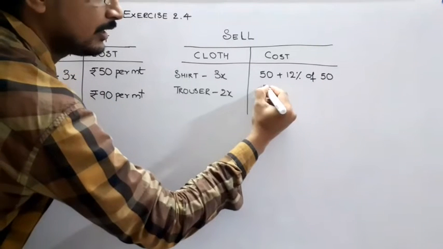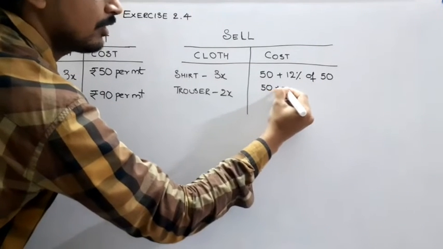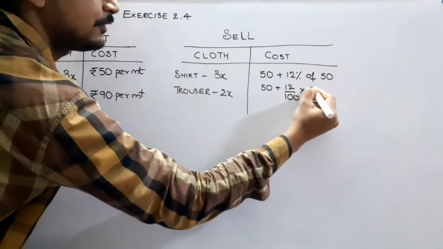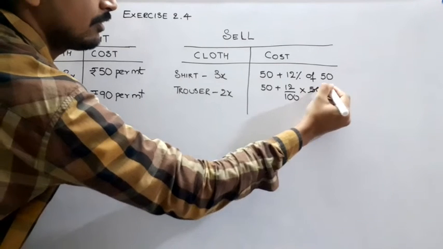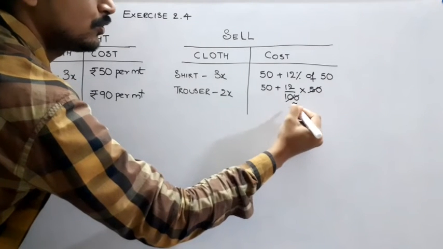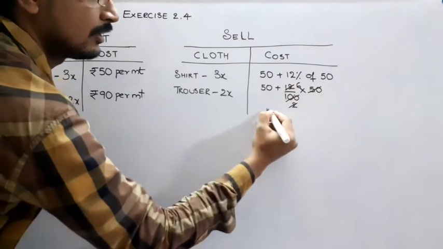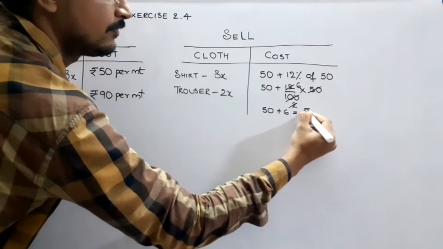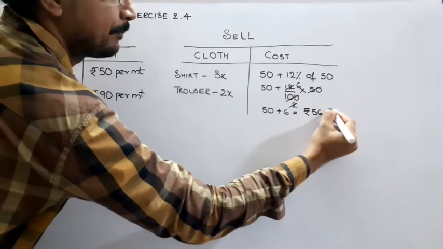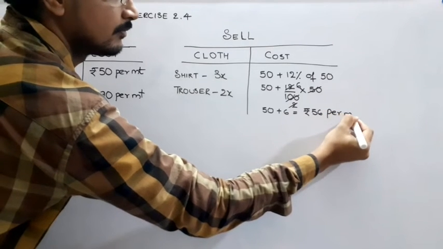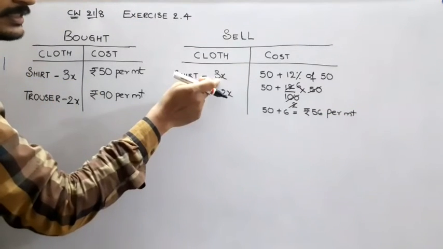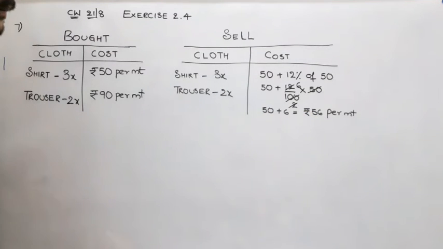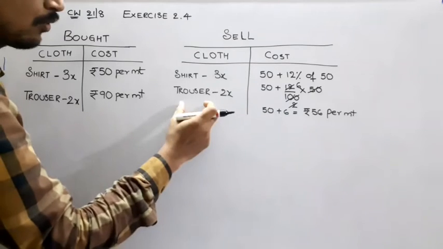On 50 rupees only he will make the profit. So which is going to be 50 plus 12% of 50. So percent means by 100, of means into 50. So 50 ones are 50, twos are 2, ones are 2, 6 are 50 plus 6 is equal to rupees 56 per meter. That means this 3x meters of cloth is going to be sold at rupees 56 per meter. This is with shirt. Now what about the trouser?